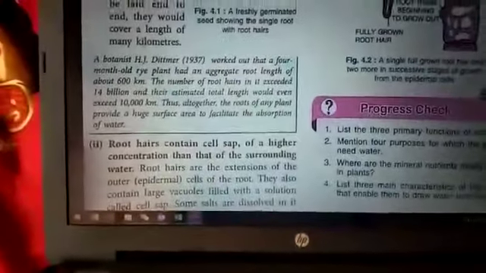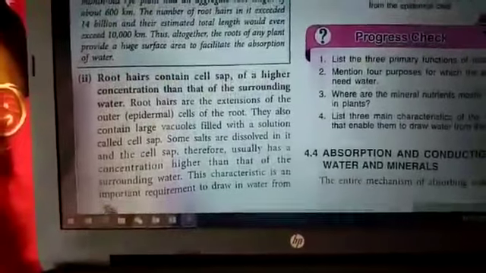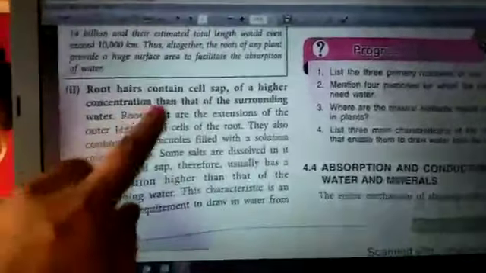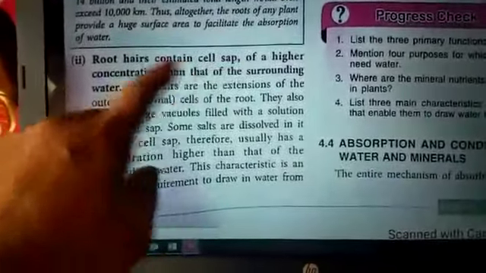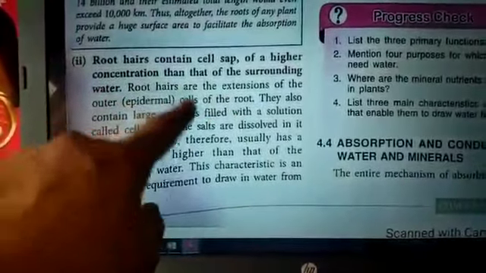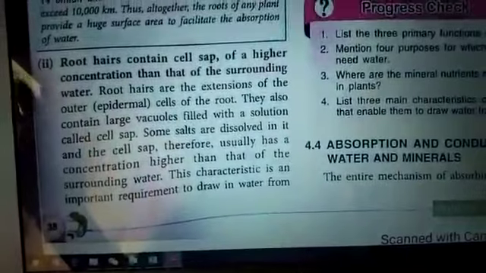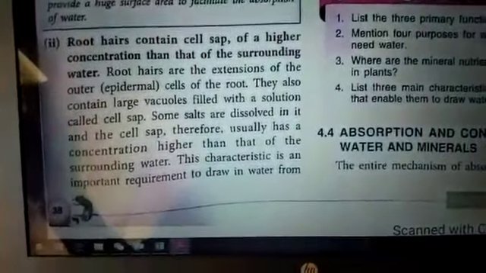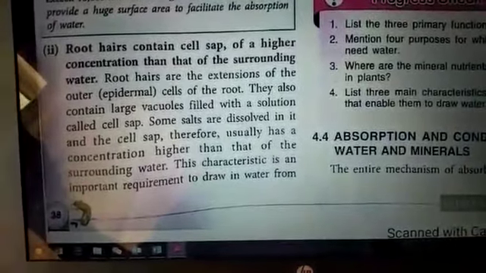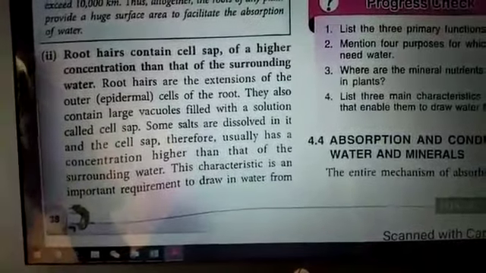This is about cell sap. Cell sap means water. Initially, the concentration of the surrounding is high, and the root hairs have the extensions. It is a very simple process how it is being absorbed. Where the concentration is more, the water moves from higher concentration towards the lower.